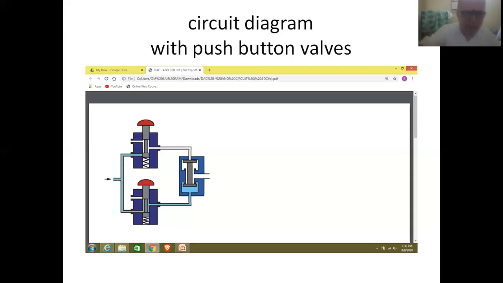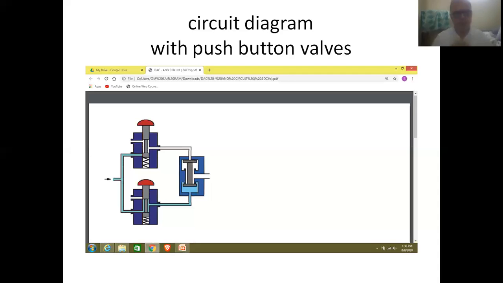Now, friends, these pipelines, these ports are shown in these regions. But the first port has to be shown actually at the bottom of the cylinder, and the second port also to be shown at the bottom of the cylinder. And just like the previous arrangement, the first port will be placed on the left hand side of the piston, and the second port to be placed on the right hand side of the piston.